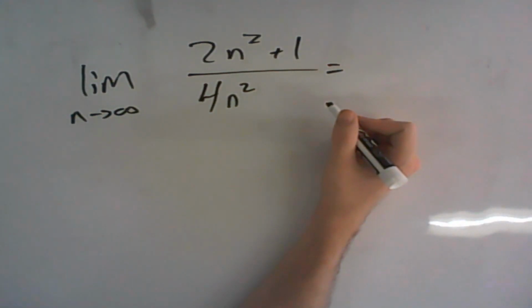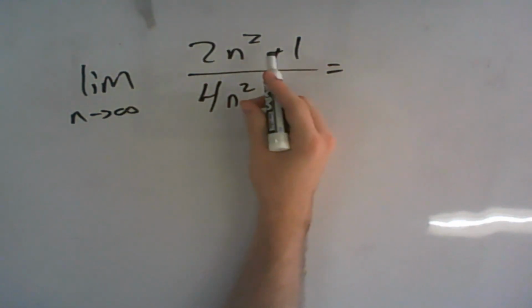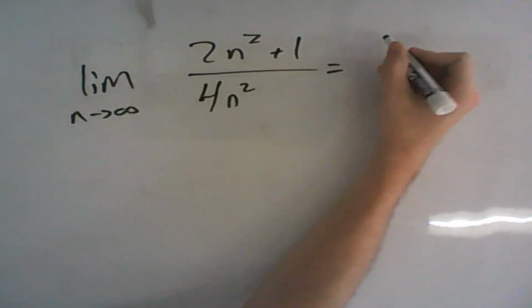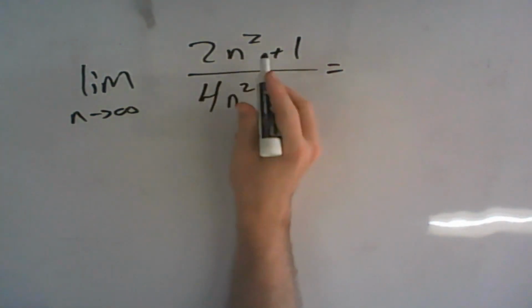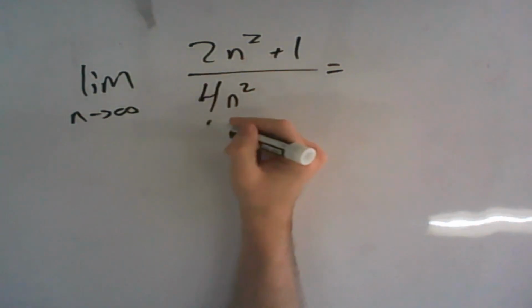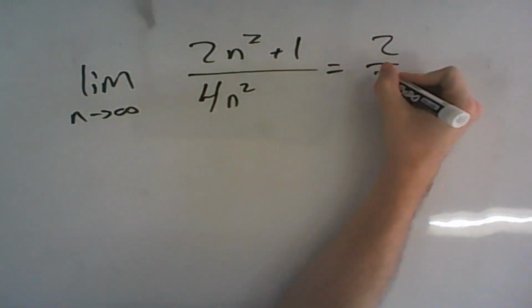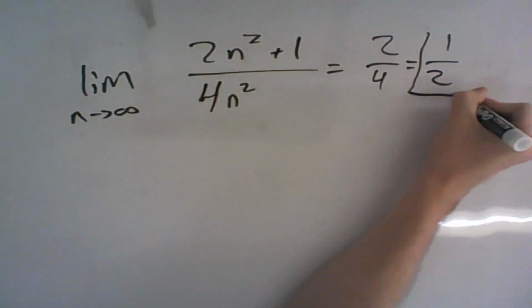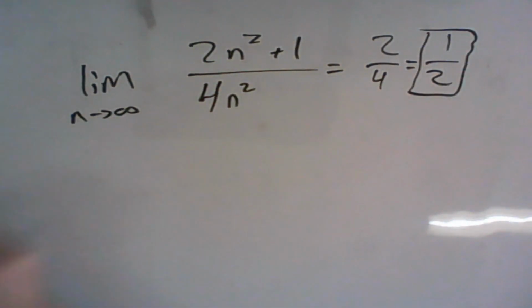Okay, so n squared on top and n squared on bottom is the same power. So then you look at the coefficients. Same power on top and bottom, look at coefficients. You have 2 over 4, which gives us 1/2. Lovely. There's our answer.